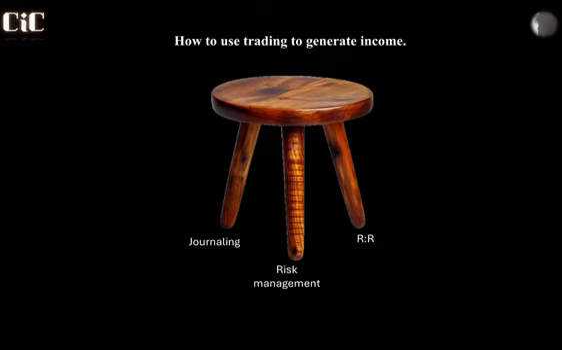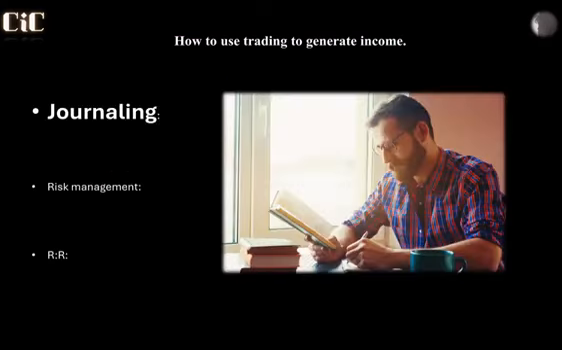How to use trading to generate income: by understanding the three most important parts of execution, which are journaling, risk management, and risk to reward. Journaling. Every single profession has some sort of a journal.